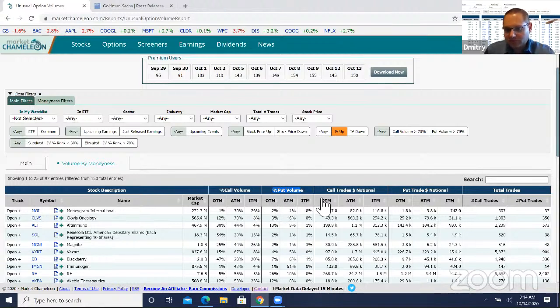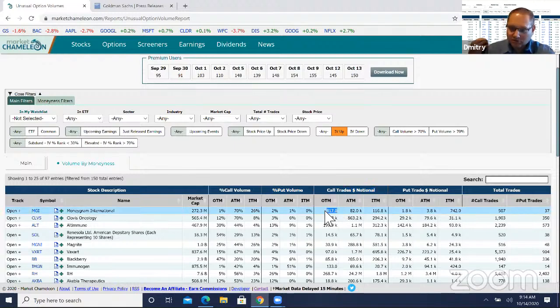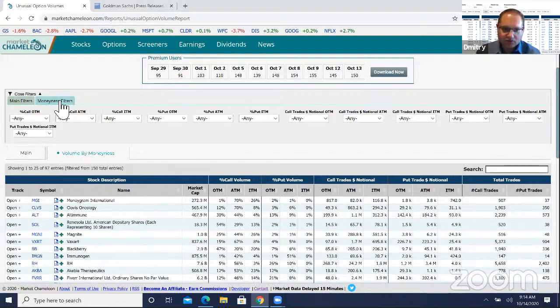Also with the put, the opposite. Here it breaks it down by dollar notional, how much in dollar value were those options traded. So it aggregates all the calls, all the puts, out of the money, at the money, and converts it to the actual dollar amount that was traded. So let's take a look at these filters.